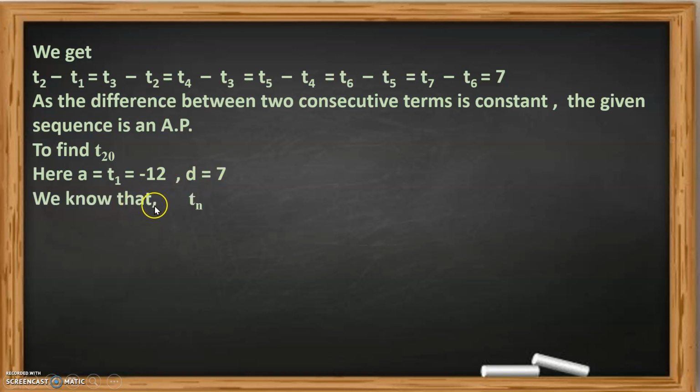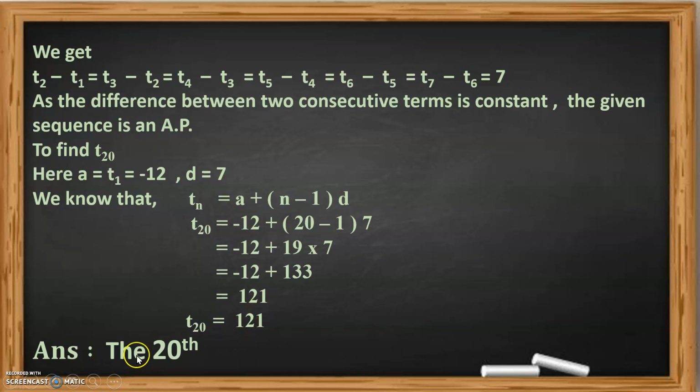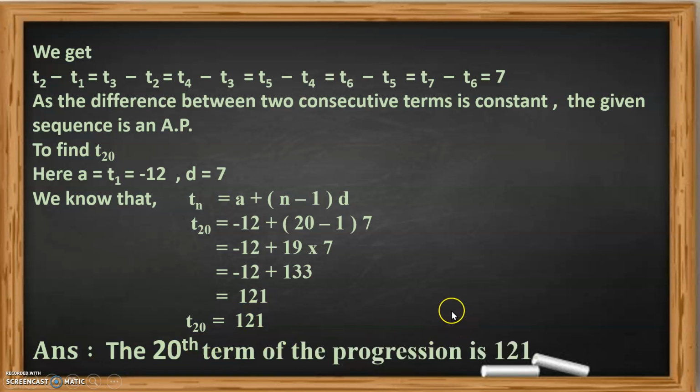So we know the formula, that is the nth term is given by Tn equal to A plus n minus 1 D, which is equal to T20 equal to minus 12. We are substituting the values: minus 12 plus 20 minus 1 into 7, which is equal to minus 12 plus 19 into 7. On simplifying this, we get the answer as 121. So the answer: the 20th term of the progression is 121.